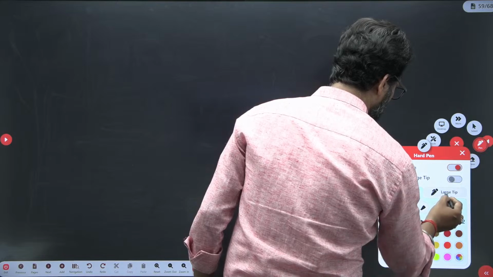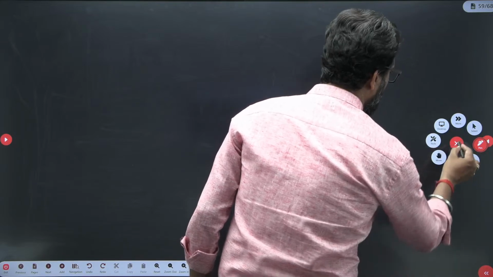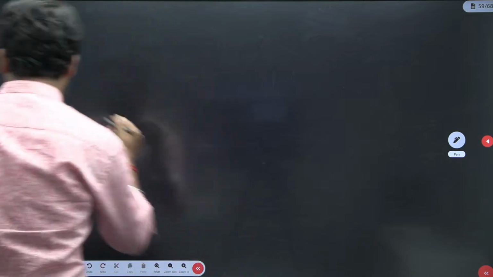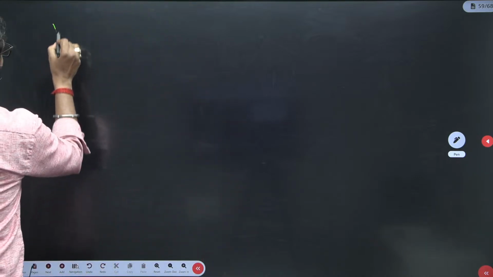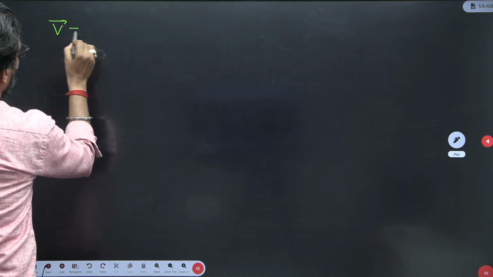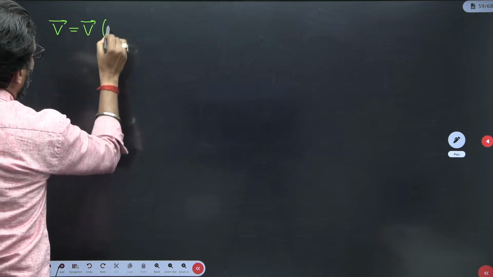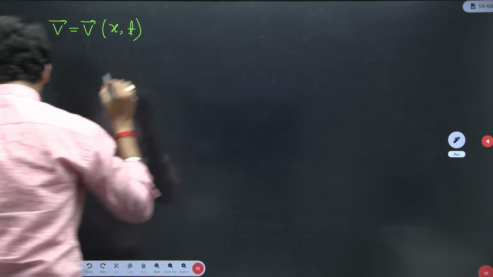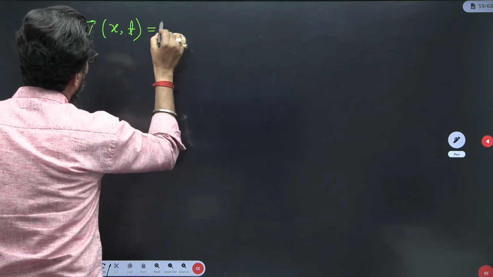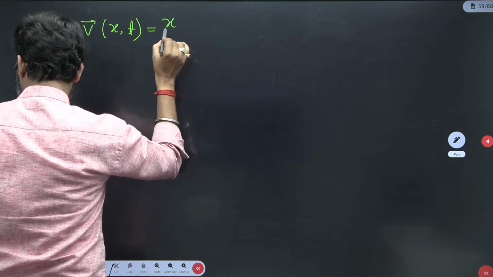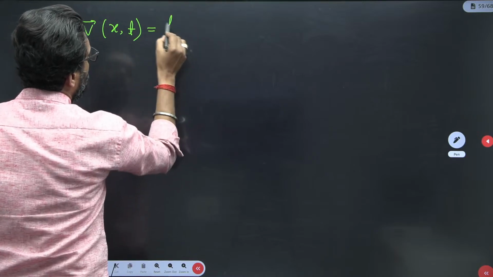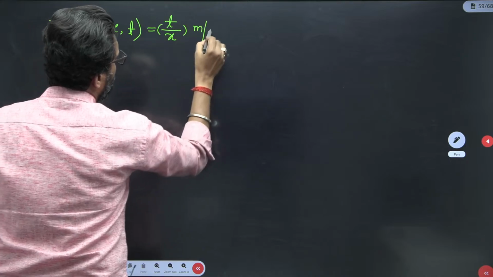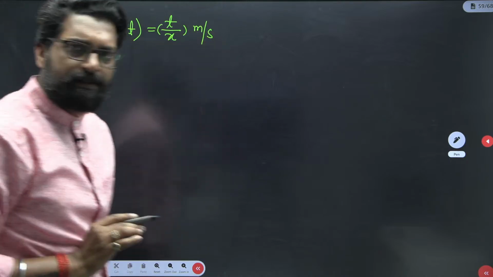How to find the velocity? See, what is the velocity field here? The velocity field V is given, and this field is a function of x and t. What is given? t by x meter per second. It is given. Yes, it is given.